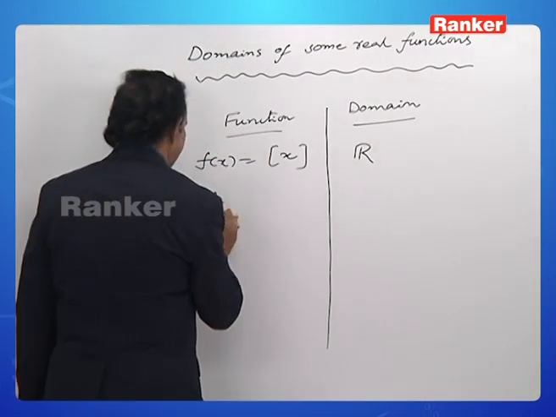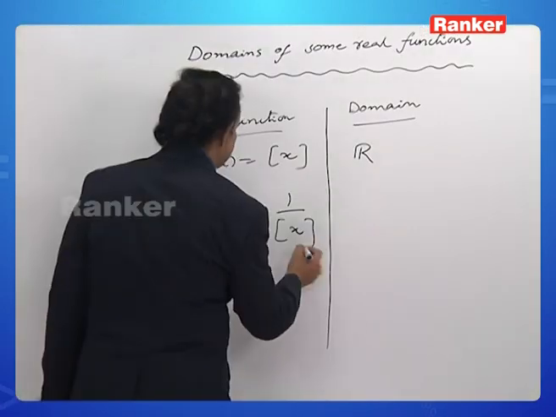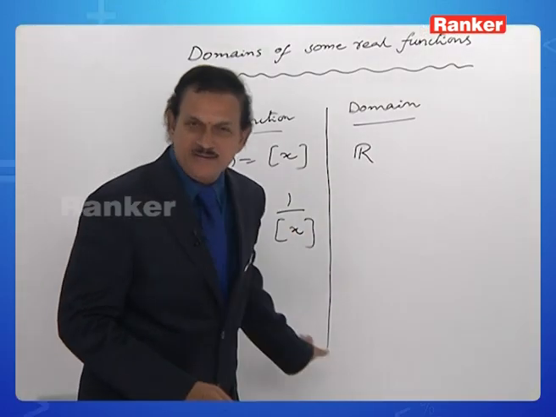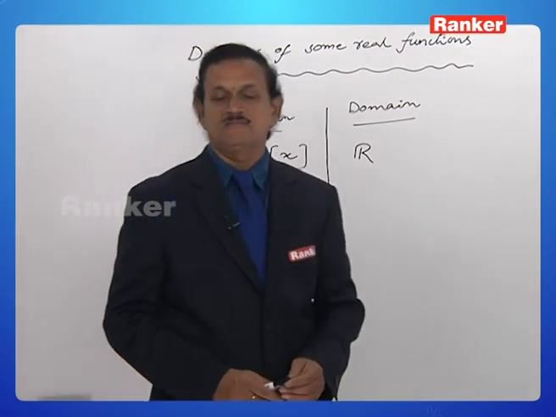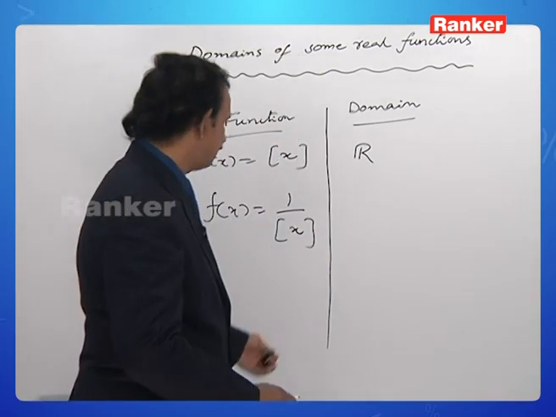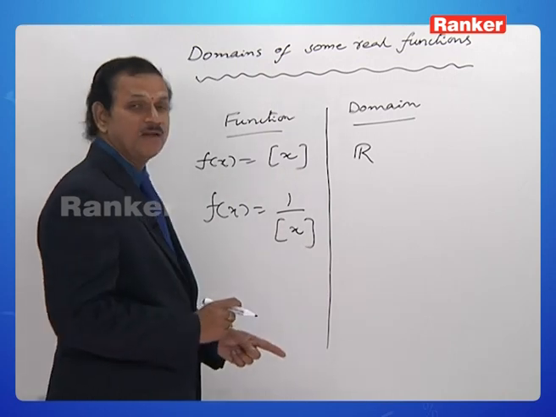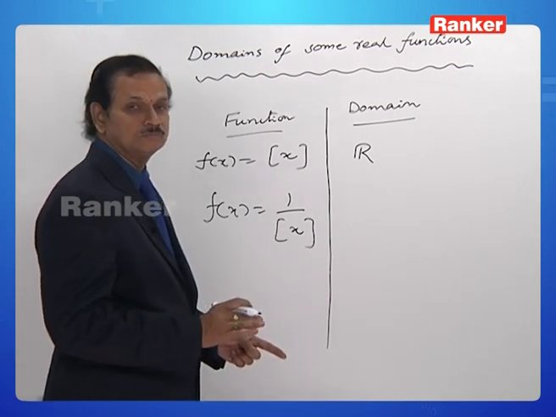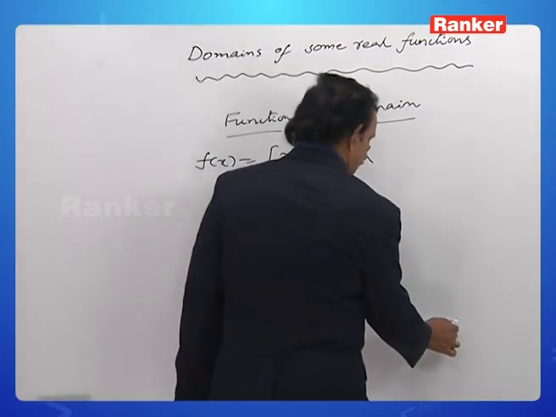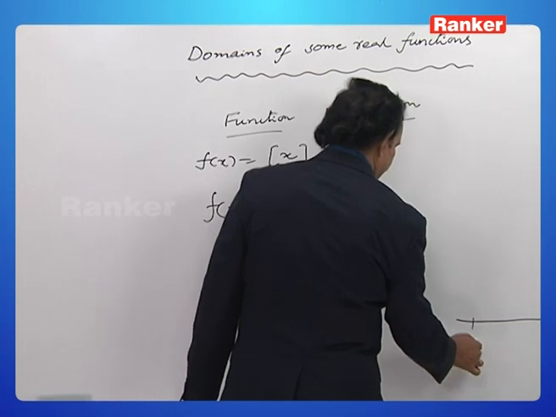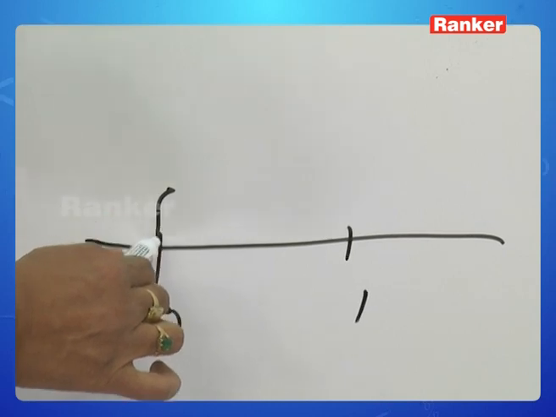What happens when f of x is equal to 1 by integral part of x? This new function here to discuss is 1 by integral part of x. So, we have to take enough care that integral part of x is not 0. Well, search for that. When can it become 0? Observe the number line. This is 0. This is 1. What is integral part of 0?